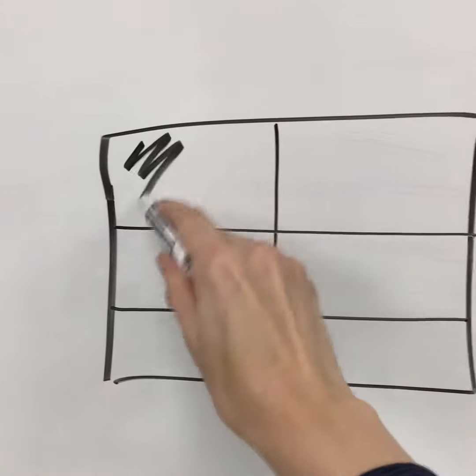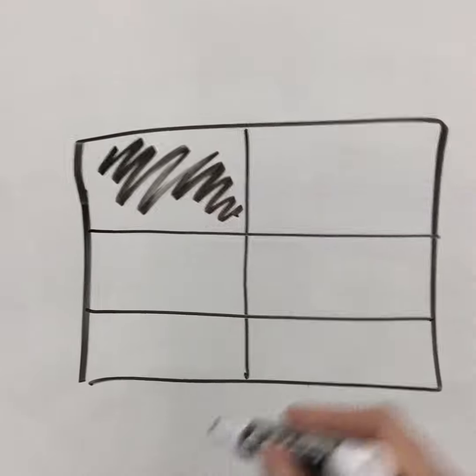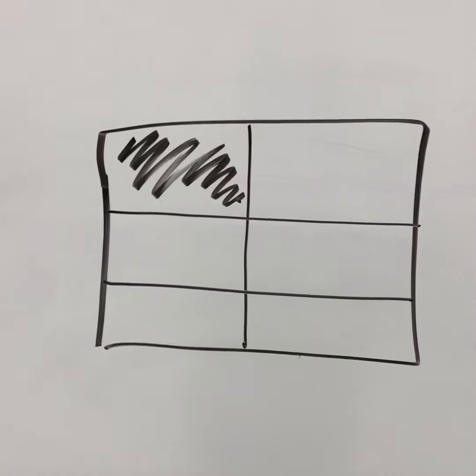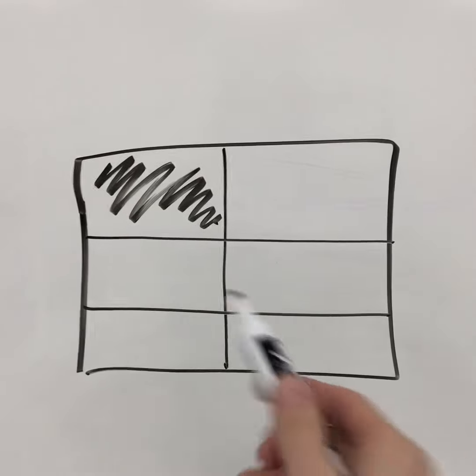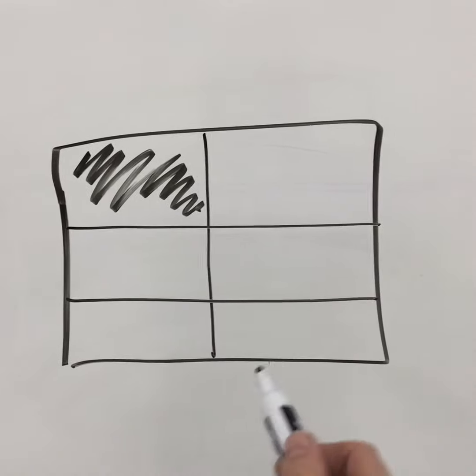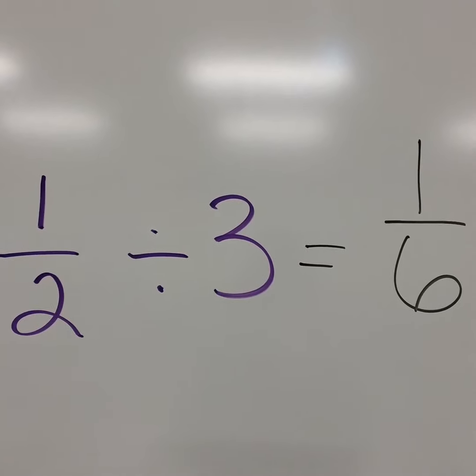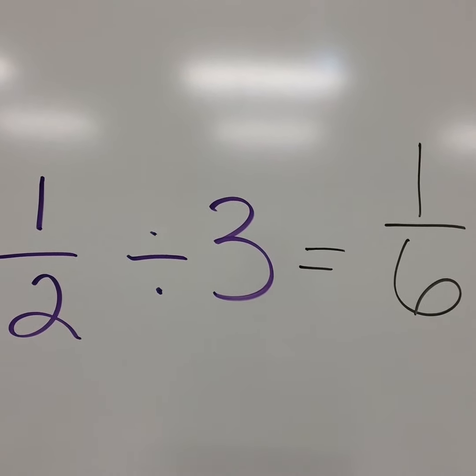This represents 1 of the 3 parts that I have divided up. So my answer is 1 out of 6. The same answer, 2 different paths to get there.